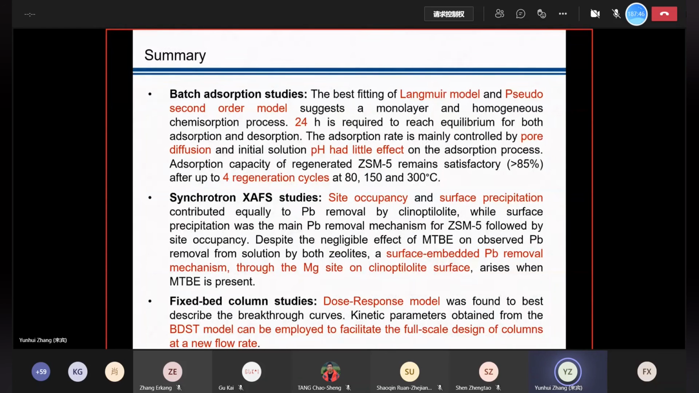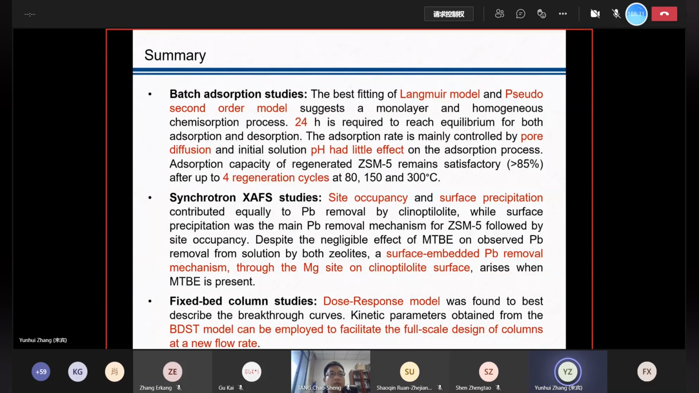And from the synchrotron EXAFS studies, site occupancy and surface precipitation contribute equally to lead removal by clinoptilolite, while surface precipitation is the main lead removal mechanism for ZSM5, followed by site occupancy. Despite the negligible effect of MTBE on observed lead removal from solution by both zeolites, a surface-embedded lead removal mechanism through the empty site on the clinoptilolite surface arises when MTBE is present.